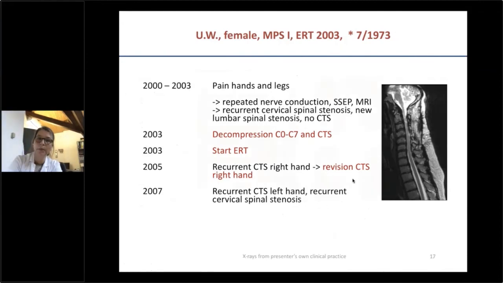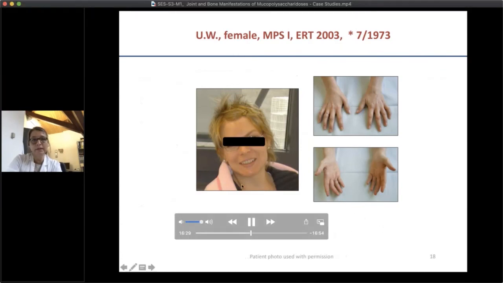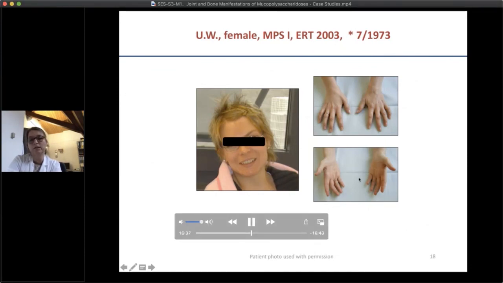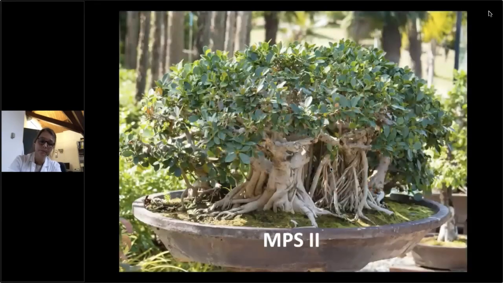So I will shorten it up, because in the end, she still had problems with the median nerve, and after several surgeries, we had to stop because it was not anymore technically possible to decompress the spinal stenosis. And this is the young lady a couple of years later with the start of ERT, and still she doesn't look like an MPS patient because it's an attenuated form. But this has a big impact on hand function, which is the residuum of the carpal tunnel syndrome.